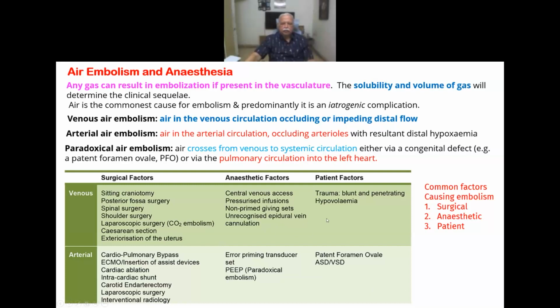And the intracranial epidural cannulation. From the patient point of view, blunt trauma or hypovolemia, these things can produce a venous air embolism. And the arterial embolism can happen mainly during cardiopulmonary bypass, ECMO, cardiac ablation, intracardiac shunt, carotid endarterectomy, laparoscopic surgery, and interventional radiology procedures. The anesthetic factors producing arterial air embolism are error in priming the transducer set and use of tubing during mechanical ventilation. And patient factors: if they have a patient with PFO or ASD, VSD, then it can travel from the venous side to the arterial side and produce an arterial air embolism, especially coronary occlusion.